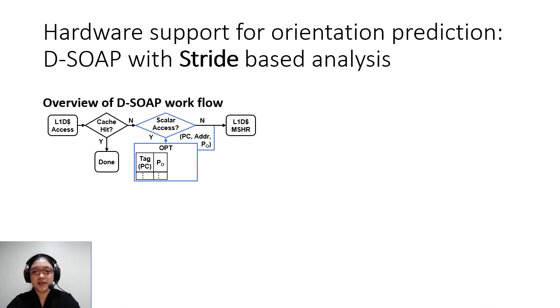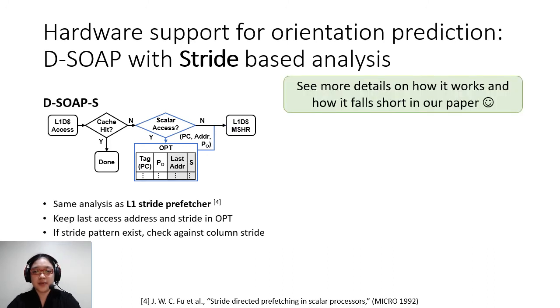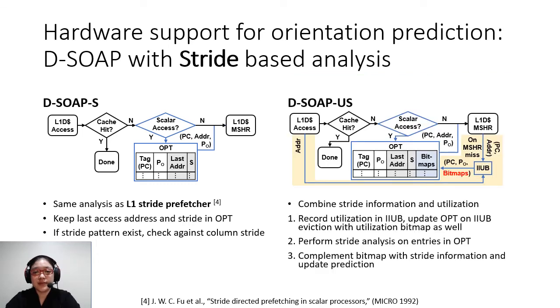On top of the basic DSOAP workflow, the DSOAP-S scheme extends the OPT entries to keep the last accessed address and stride information to perform the same analysis as the L1 stride prefetcher, and when a stride pattern is found, it is compared against the patterns of orientations to find the best fit. The DSOAP-US scheme combines the utilization and the stride information by storing the bitmaps from IIUB in the OPT, and then complementing them with stride information before counting for prediction.